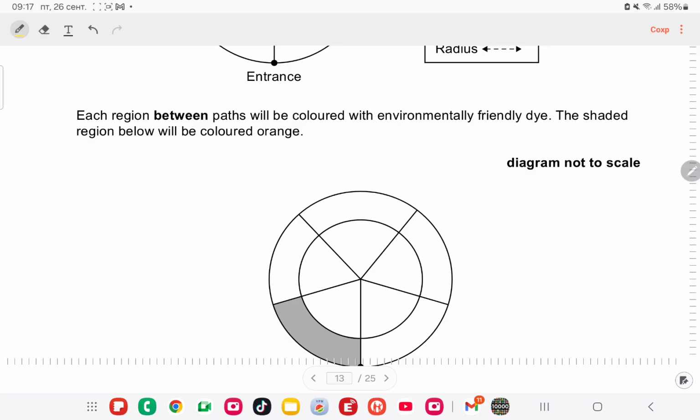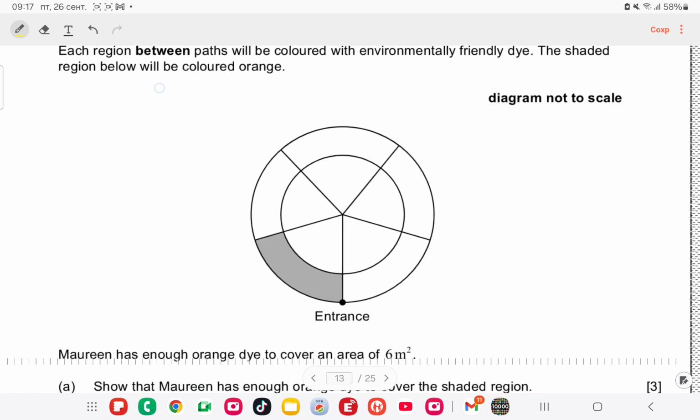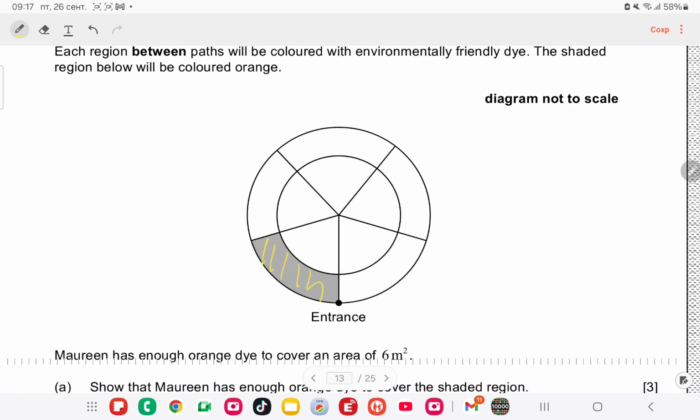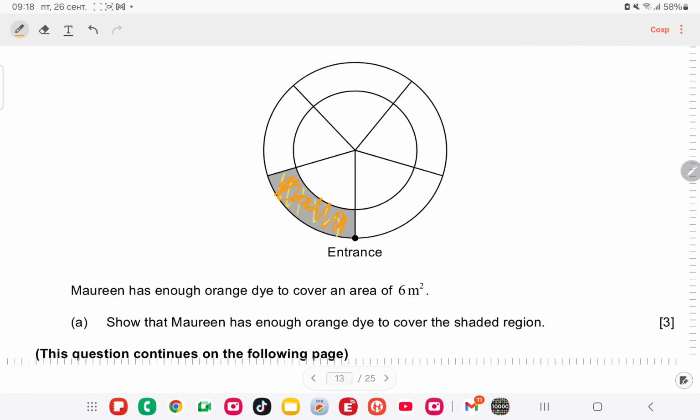Let's continue the reading. Each region between the paths will be colored with environmentally friendly dye. The shaded region below will be colored orange. Okay, so it's the shaded region here. It's actually better to use orange, straightforward. Yeah, so let's make it orange. Okay, and now part A.